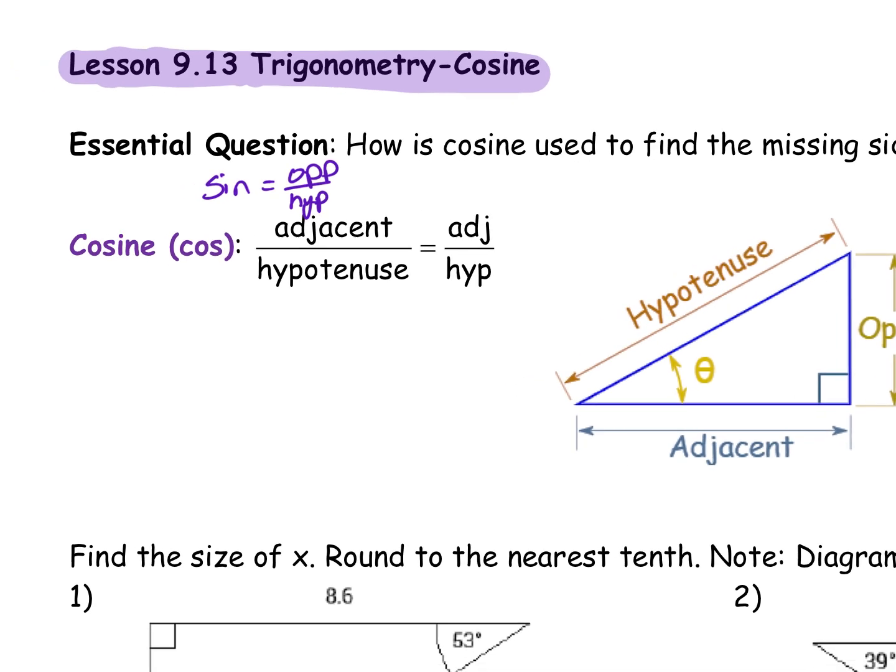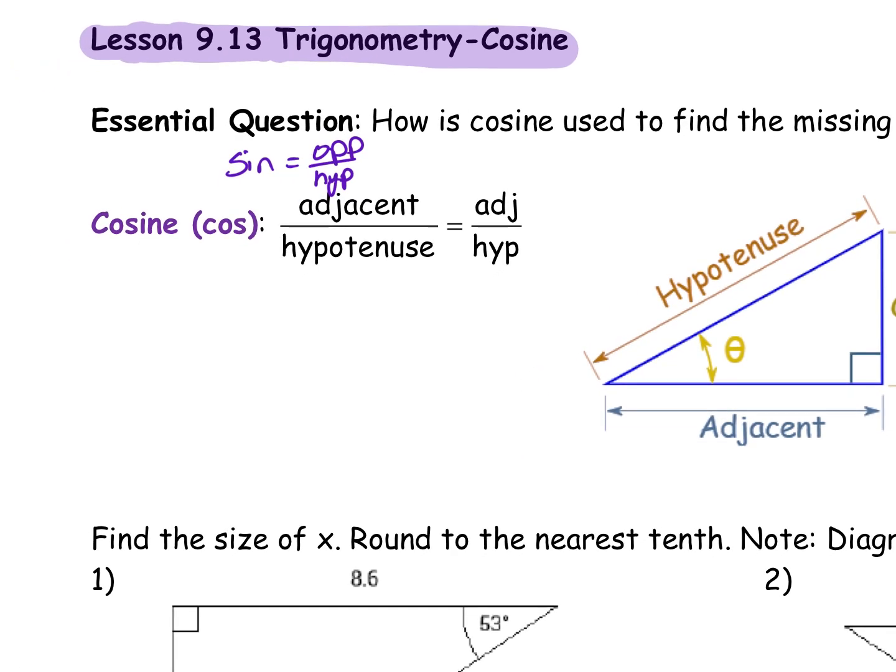So cosine, now we're going to talk about cosine. And cosine right here is abbreviated COS, and it's adjacent over hypotenuse. So remember what the word adjacent means. Adjacent is right next to each other.